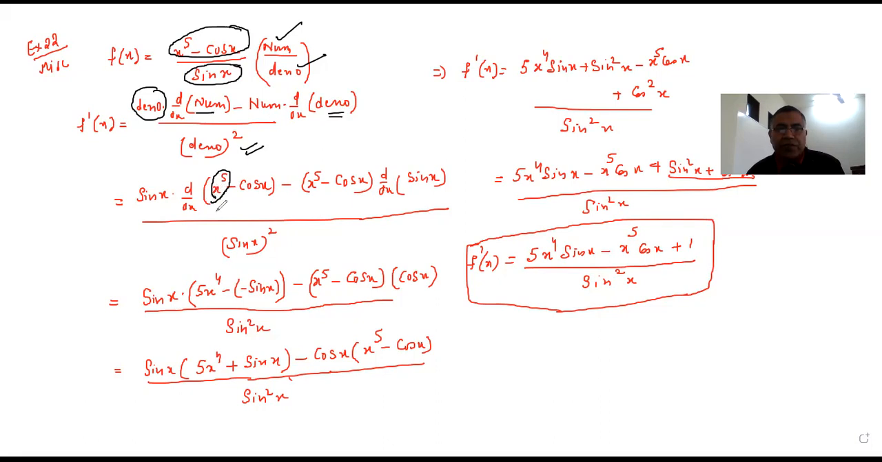Rest, it is all about the differentiation. Differentiation of x^5, it was 5x^4. Differentiation of cos x, it was minus sin x. Differentiation of sin x, it was cos x. Rest is multiplication and addition.